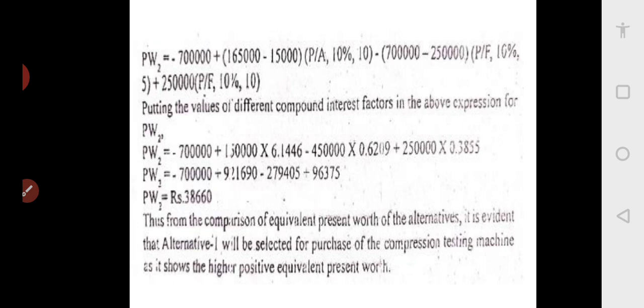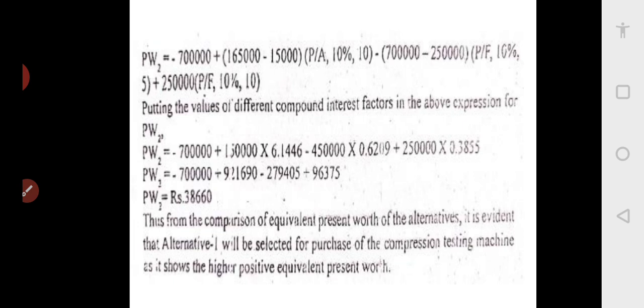Okay, P bar F, this is single time only. Now P bar A means continuously every year. P bar F is only once, single payment. This is series, uniform series. P bar F, comma 10%, 5 years only. The second thing is for only 5 years. And lastly, the salvage value after 10 years, 2,50,000. P bar F, this single payment, final P bar F, 10% for 10 years.